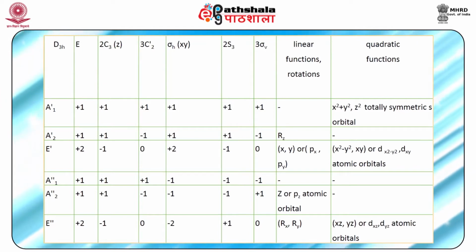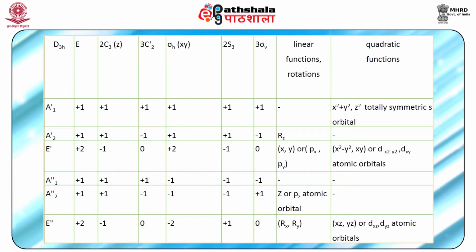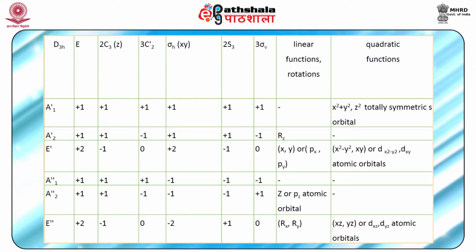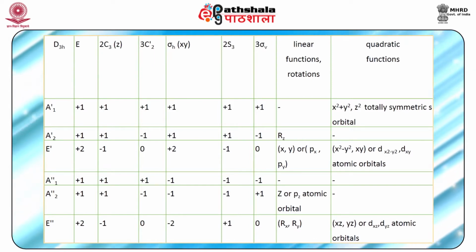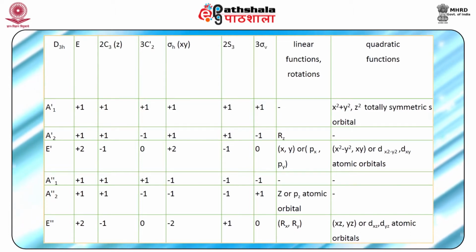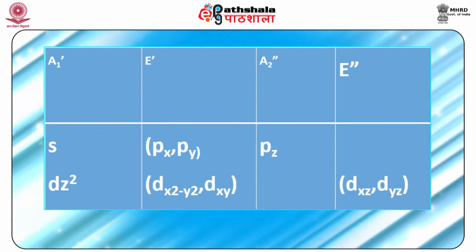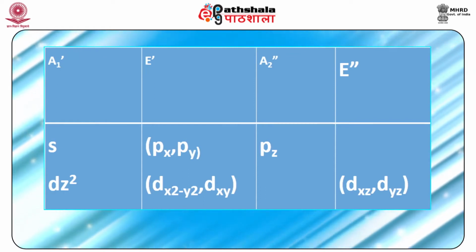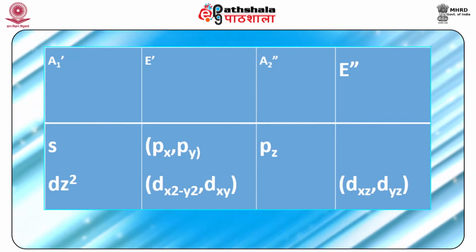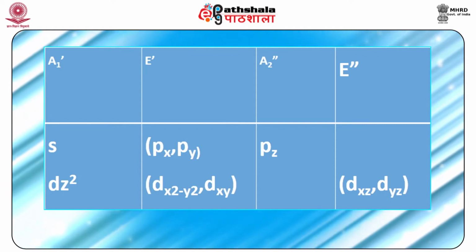The atomic orbitals of phosphorus corresponding to symmetries A1', A2'' plus E' and that of E'' are summarized in tabular form as: for A1' we have s, dz square, for E' we have px, py, dx square minus y square, dxy.